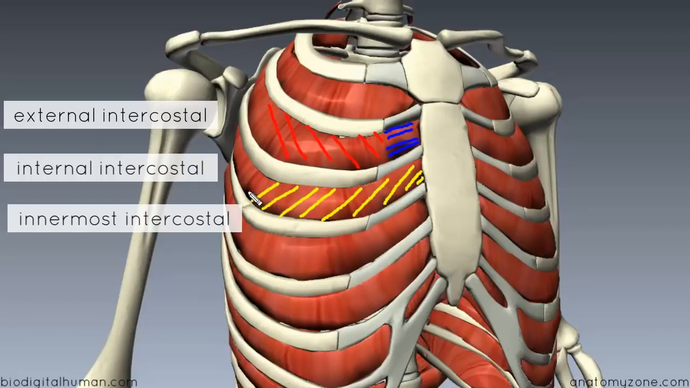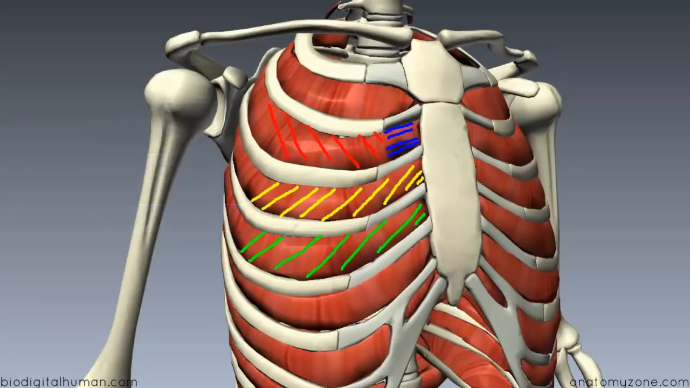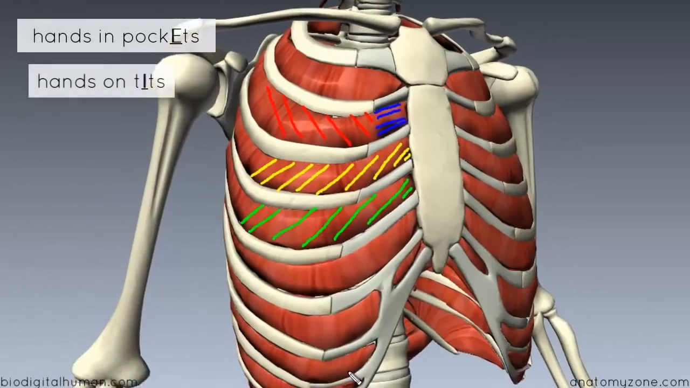Deep to the internal intercostal muscle, when you remove the internal intercostal muscle layer, you see the innermost intercostal muscle layer. And these fibres are oriented in the same direction as the internal intercostal muscle, so superiorly and medially. The way to remember the orientation of these fibres is with a simple mnemonic, which is the same as the mnemonic I used in the anterior abdominal wall muscles tutorial. So hands in pockets and hands on tits.